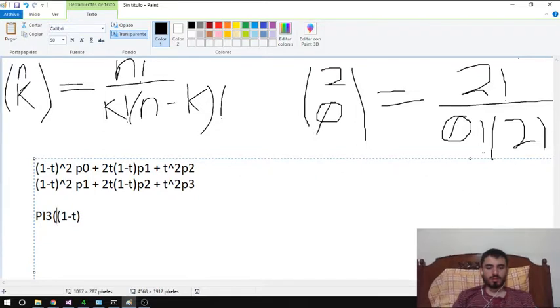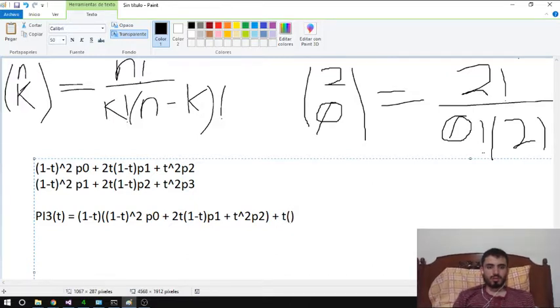The cubic of t equals (1 minus t) times the first one, that's (1 minus t) squared p0, plus 2t(1 minus t) p1, plus t squared p2, plus t times ((1 minus t) squared p1, plus 2t(1 minus t) p2, plus t squared p3).